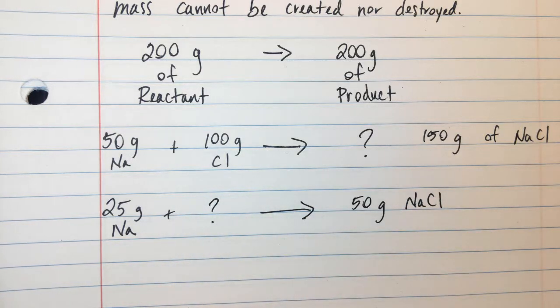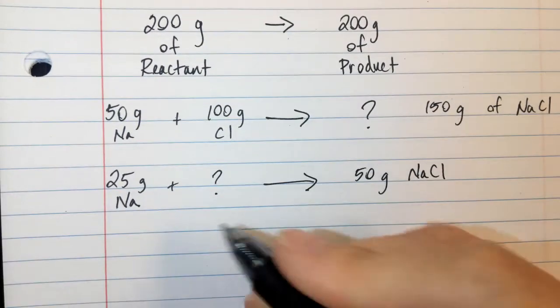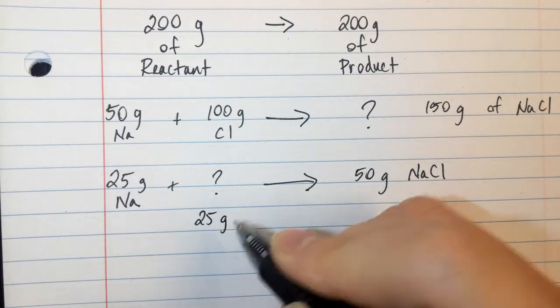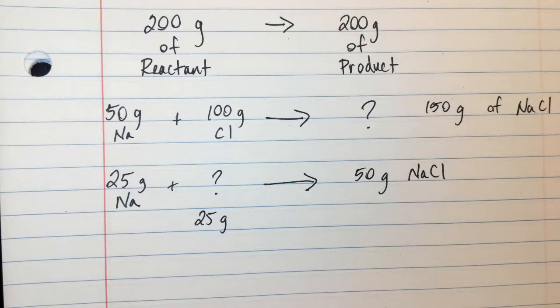How much chlorine was in my reactant? 25 grams. Who doesn't understand that one? Or has a question or needs me to explain further? No one? Okay. Moving on.